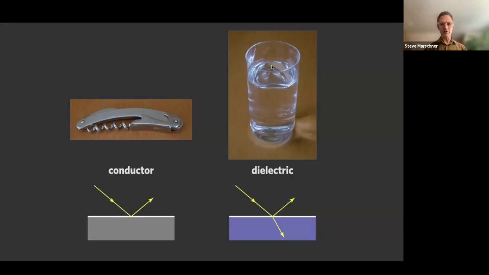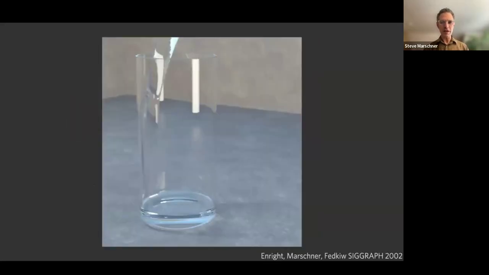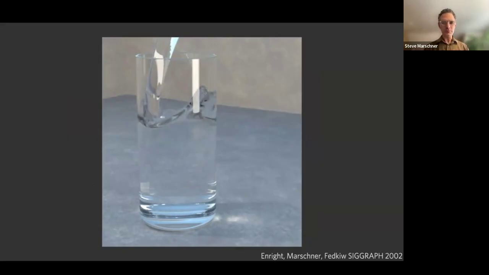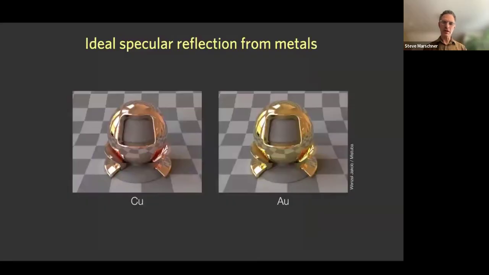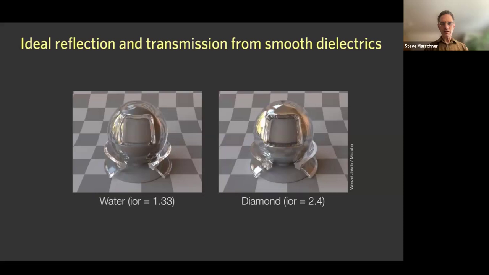And with these very old equations, you can make really realistic renderings of things that fit this model. So like glass and water, or things like metal, pure metals that have smooth surfaces. Here are some more dielectrics. And this model works really well. It makes really realistic images.